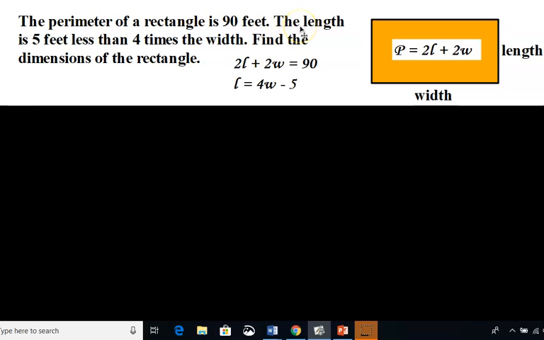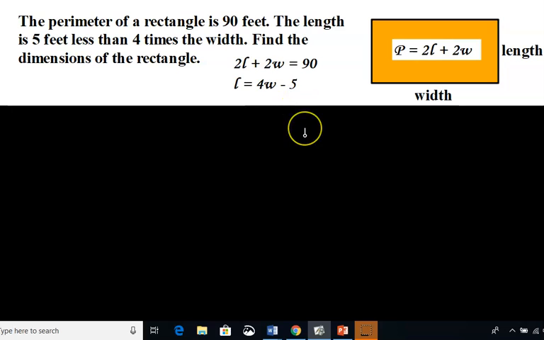And then the second sentence says the length is. So length is the same thing as saying L equals 5 feet less than 4 times the width. When you see this phrase less than, you want to flip these two things around. I call it a turnaround phrase. You want the 4 times the width in front and the 5 feet behind the minus sign. So you would write 4W minus 5.